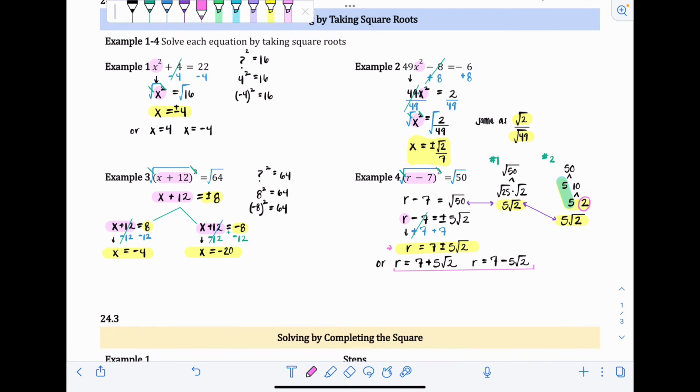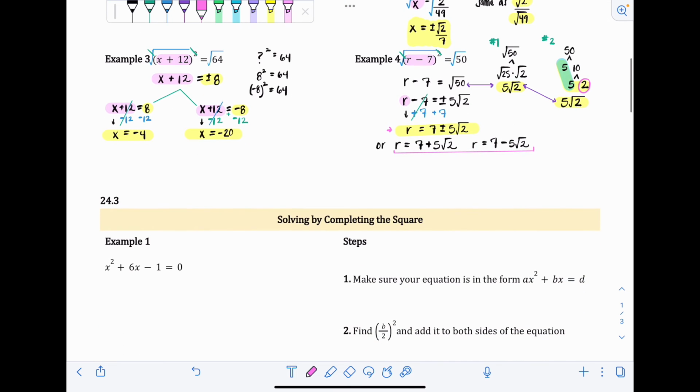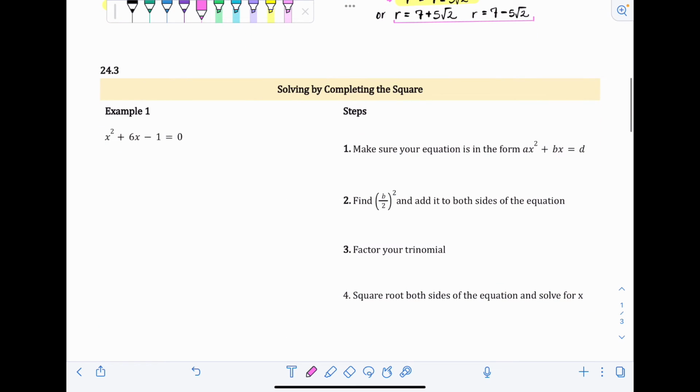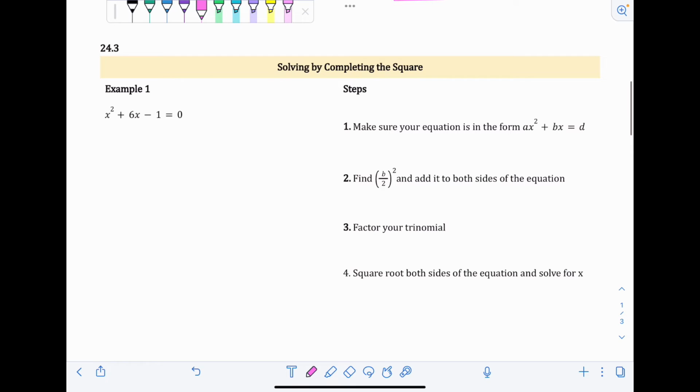Okay, so 24.3 is called solving by completing the square, which just requires us to go through a process before we're actually able to solve by square roots. So these problems are pretty step heavy, so I have the steps written right here. I would absolutely save this and have these open as you're going through your own problems, because they take a little while to get comfortable with, so it's nice to have the written steps to refer back to.